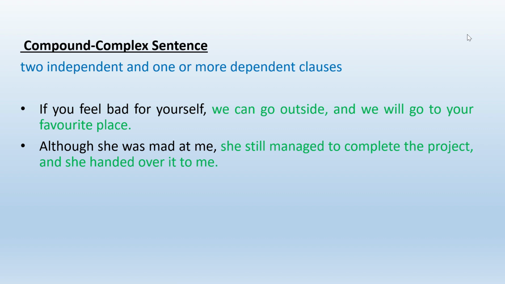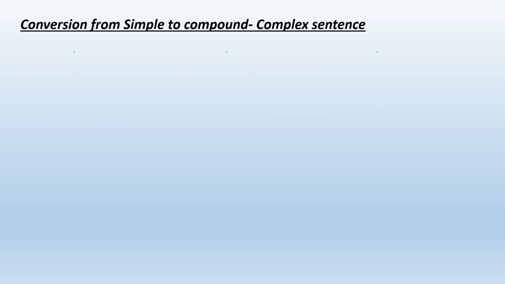In these two sentences, between the two independent clauses, we have added a coordinating conjunction: and we will go to your favorite place, and she handed it over to me. So a coordinating conjunction is a must whenever you are writing two independent clauses together. Okay, now coming to the conversion.